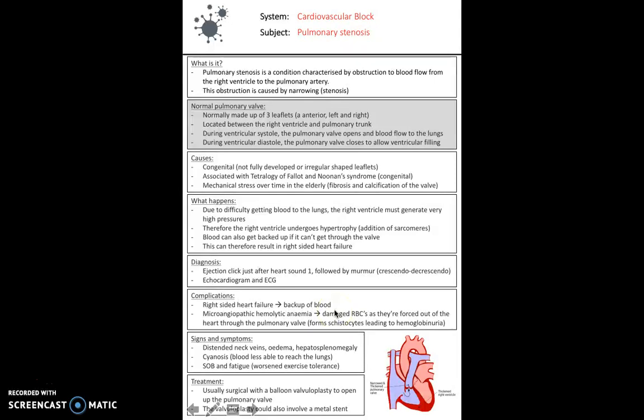In other words, we damage the red blood cells as we're forcing them out of the heart through the pulmonary valve. This can form schistocytes, which leads to hemoglobinuria, so in other words, hemoglobin in the urine. Also be aware of cyanosis as being a sign or symptom in this case, because the right ventricle isn't as functional in pumping blood through the pulmonary valve, and therefore blood is less able to reach the lungs and not being perfused with oxygen as well as it should be, and cyanosis can develop.